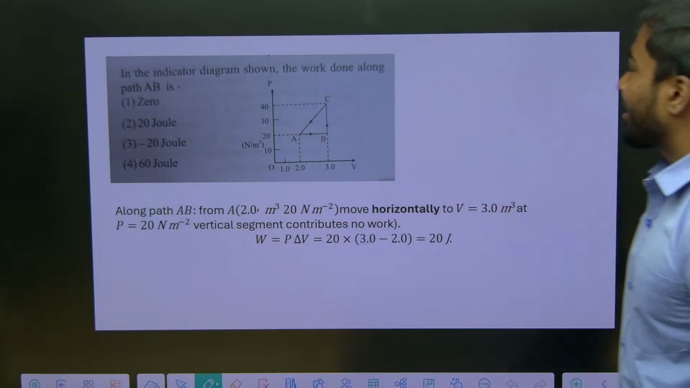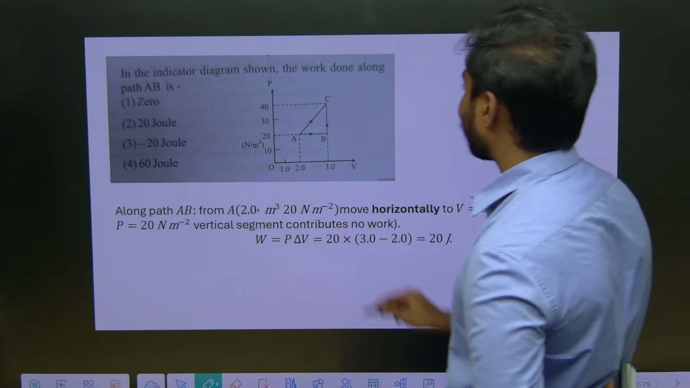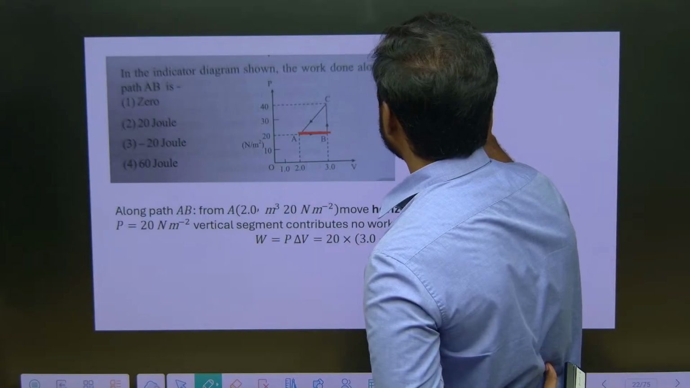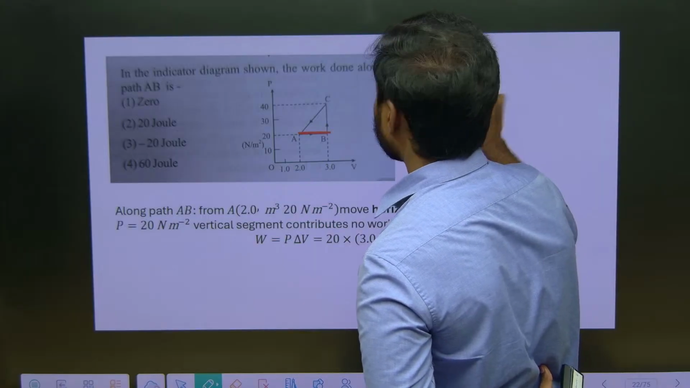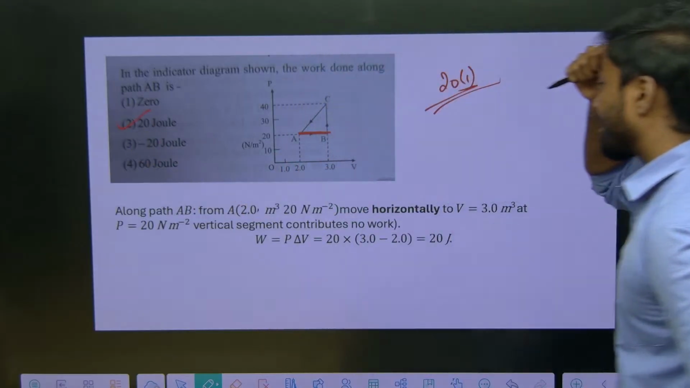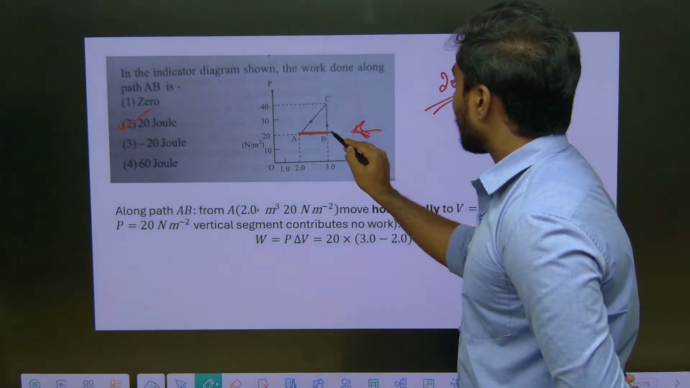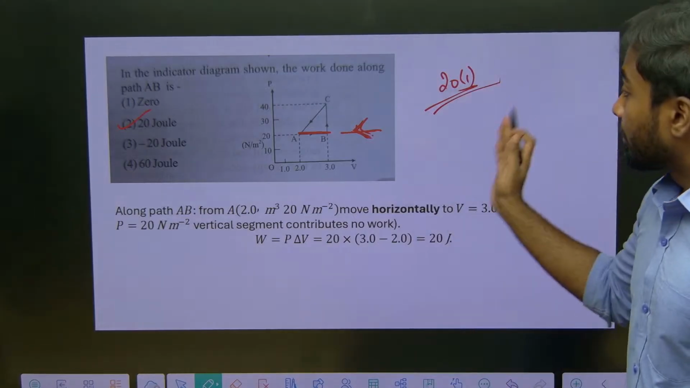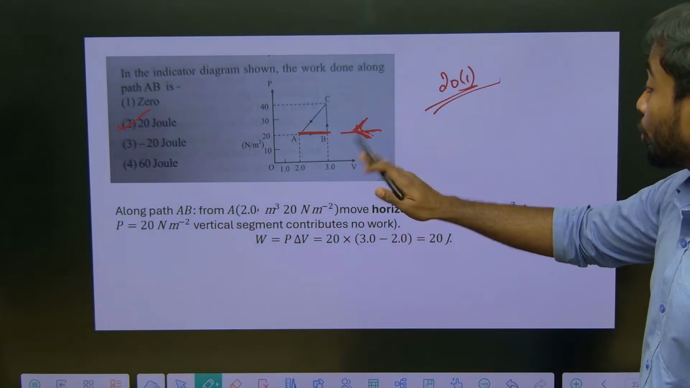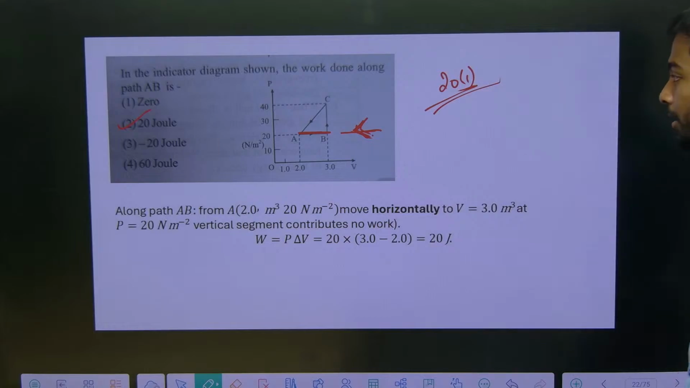In the indicator diagram shown, the work done along path AB they are asking. So work done along path AB, only AB. In the sense, 20 is the pressure, volume is 1. So the answer is 20 joules. It is increasing, 20 joules. It's not minus 20, it's 20. If the arrow mark is given in the opposite direction, I need to take 2 minus 3, so its answer will be minus 1. So minus 1 into 20, I'll get minus 20. Got it?